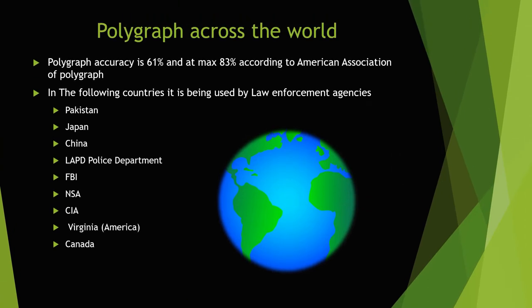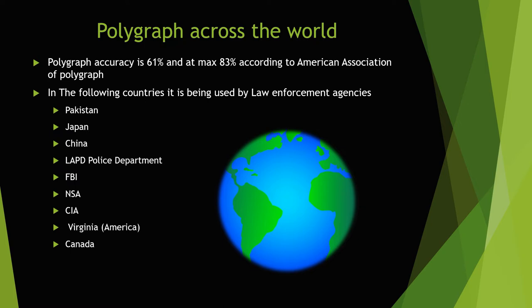Now we discuss the polygraph, how it is being used across the countries. First of all, the accuracy. The general acceptance of the polygraph test accuracy is 61%, but according to the American Association of Polygraph, its accuracy would be maximum up to 83%. Now we discuss one by one the use of the polygraph by the law enforcement agencies across the countries.